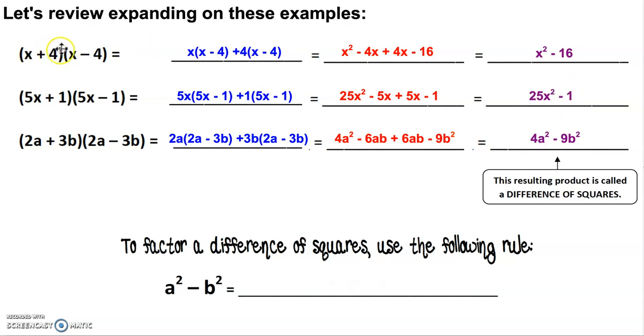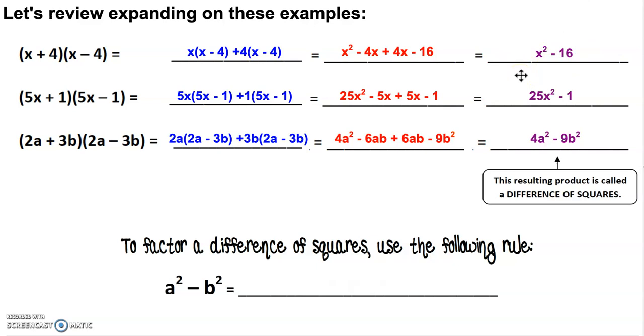So hopefully you see the pattern here. Notice how the binomials look almost exactly the same, except we have one positive and one negative inside those sets of parentheses, inside those binomials. So that's the type of multiplication that gives us a difference of squares for our polynomial.